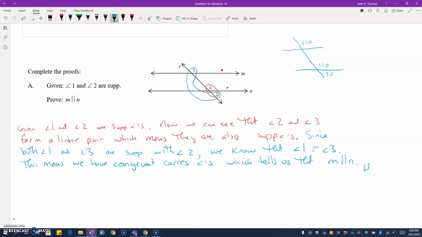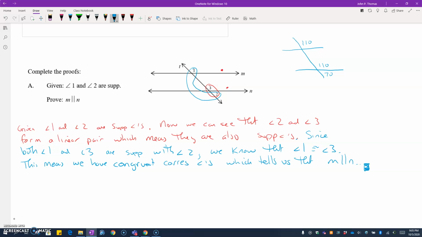All right, and that takes us through our proof. So we really formed the argument, and we said that 1 and 2 are supplementary from the givens. All right, 2 and 3 are supplementary because they form a linear pair. All right, since both 3 and 1 are supplemental to 2, we can say that they're congruent. As soon as we have they're congruent, that's corresponding angles congruent, which implies parallel lines. And that takes us through our proof.